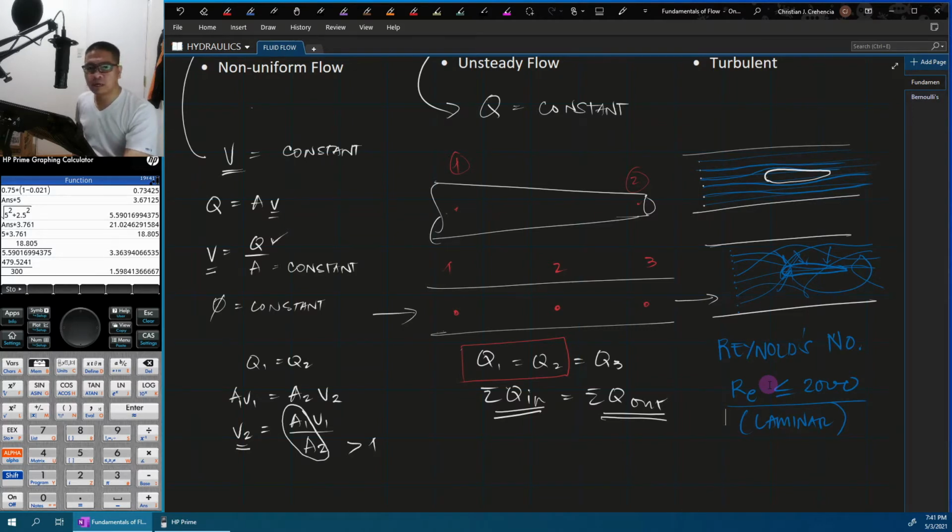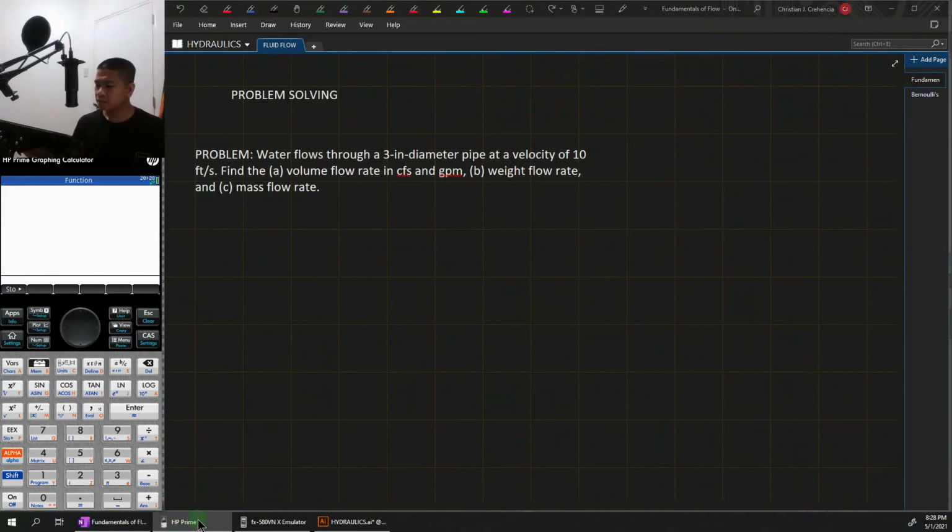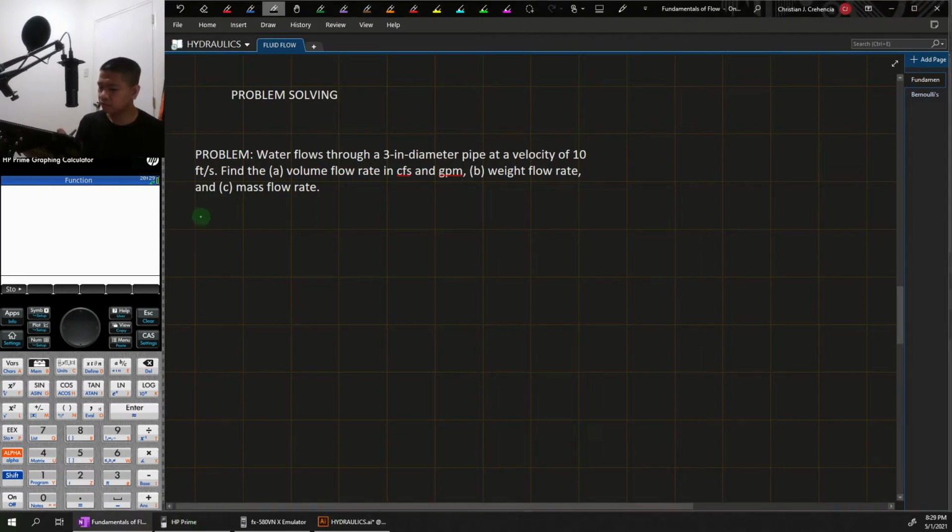So let's proceed with our examples. Problem number 1: water flows through a 3-inch diameter pipe at a velocity of 10 feet per second. So identify muna natin yung mga given. The diameter is 3 inches and the velocity is 10 feet per second. So find, ano yung required? Okay. So volume flow rate in cubic feet per second.